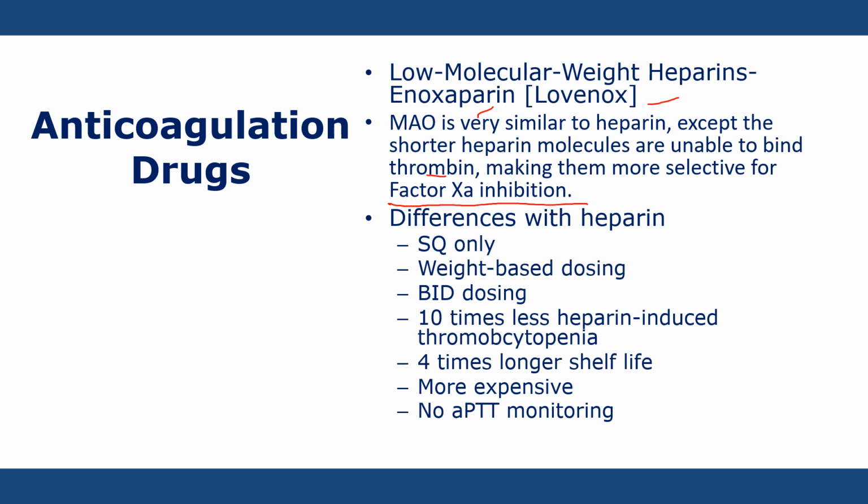The main difference between heparin and Lovenox is, number one, this is not an IV drug. This comes as a subcutaneous medication. Both heparin and Lovenox are not PO drugs. Okay. Lovenox is weight-based dosing, usually 2 times a day, and it causes 10 times less heparin-induced thrombocytopenia. So a safer drug, you can say. More expensive. Most of the insurance companies actually cover the drug, and the beauty about this medication is that it does not require APTT monitoring.